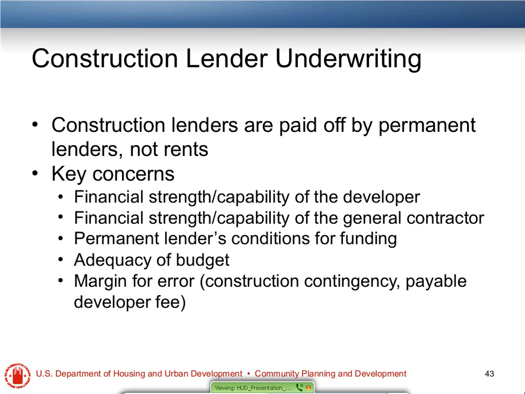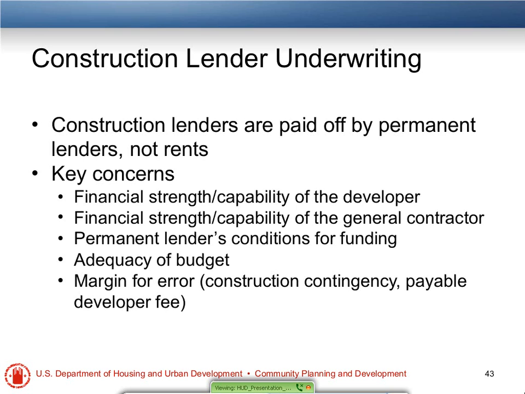If, on the other hand, the developer hasn't done this type of project in the past, it may be something of a new experiment with the developer. Like a lot of our nonprofit developers, they may not have as much strength on their balance sheet, then it's going to take more scrutiny by the construction underwriter before this particular developer is provided a loan. One of the ways to offset a lack of strength of the developer is a very strong general contractor.